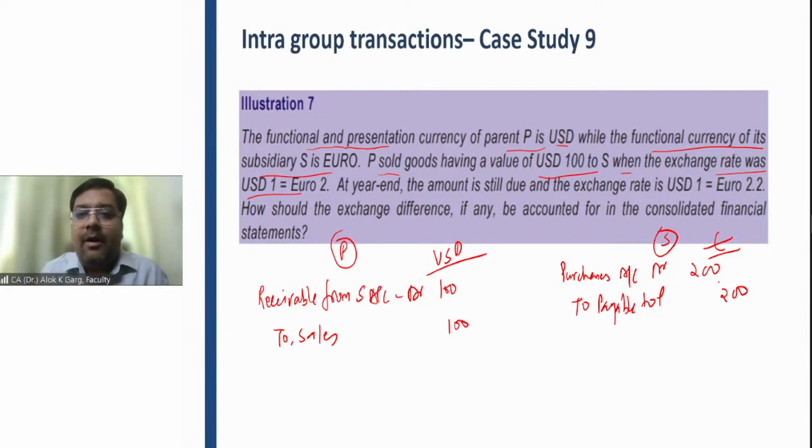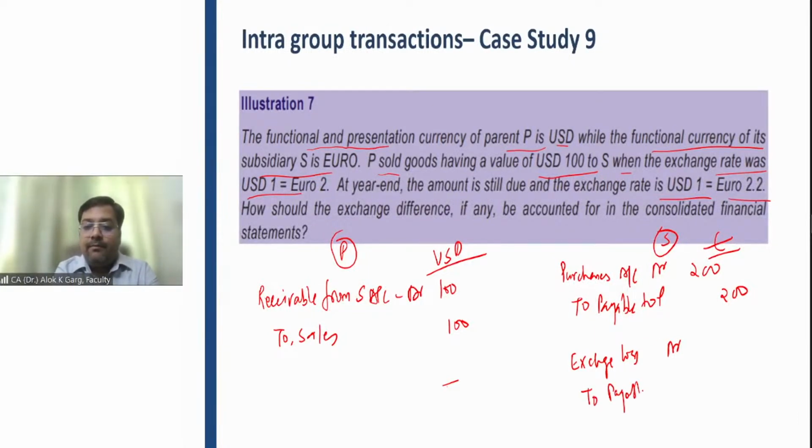At year end, the amount is still due and the exchange rate is 1 US dollar equal to 2.2 euro. This parent has to do nothing because parent has to receive 100 US dollar. But this subsidiary has to record in its books of account exchange loss account debit, because this currency becomes cheaper, to payable to P, 20 euro. This will go to P&L, right?